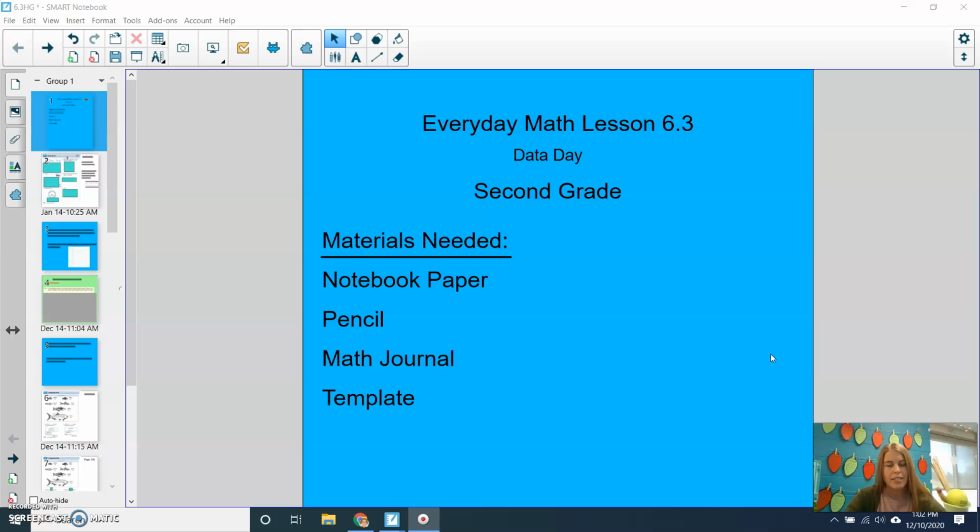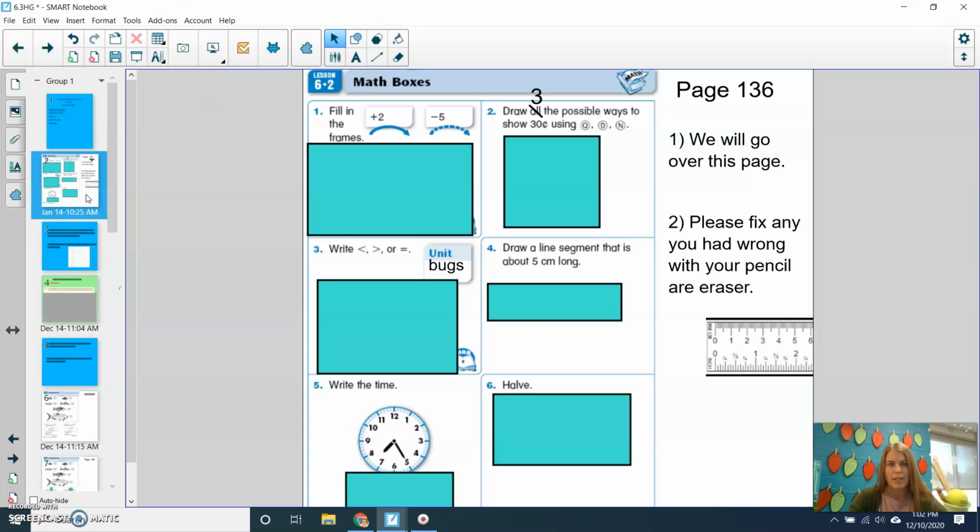The materials that you'll need today: notebook paper, pencil, math journal, and template. Let's get started. The first thing that we're going to do is go over our math boxes from the previous lesson. So if you can open up your math journal to page 136. If you're noticing that you have any mistakes, please fix those with your pencil and eraser.